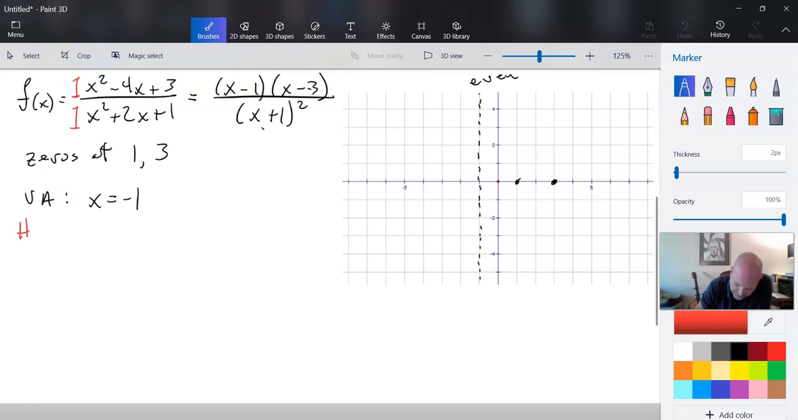So the horizontal asymptote, I guess I should... There. The horizontal asymptote is going to be at y equals 1, because that's the ratio of 1 divided by 1. So, let's see, y equals 1 puts it right here.